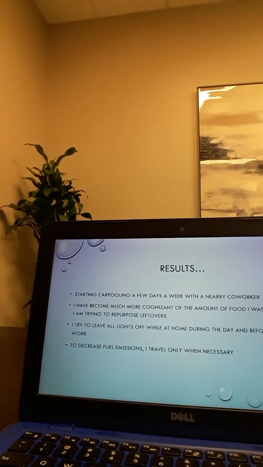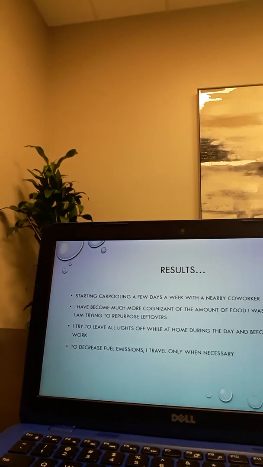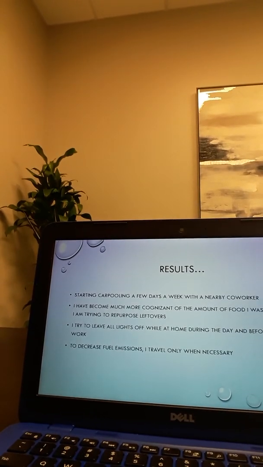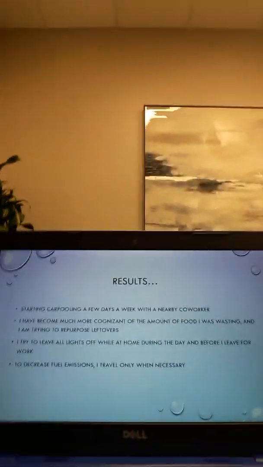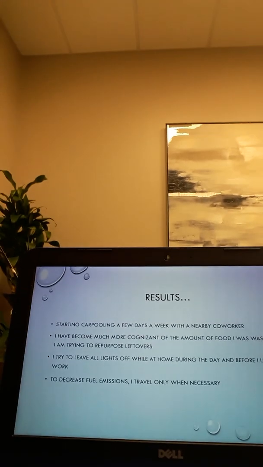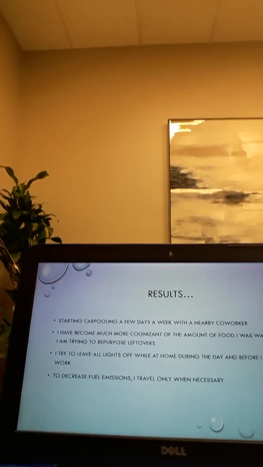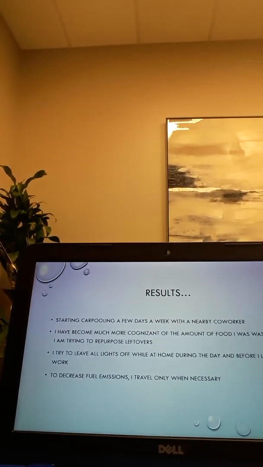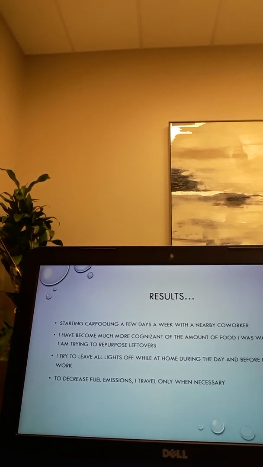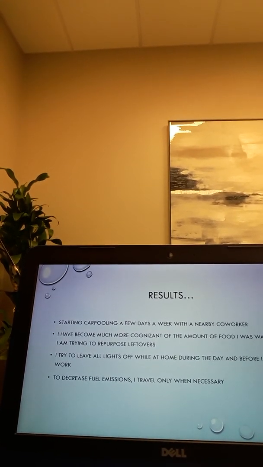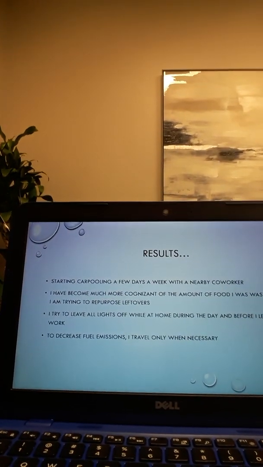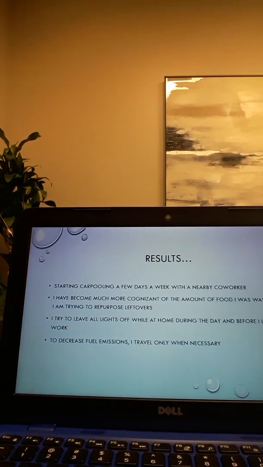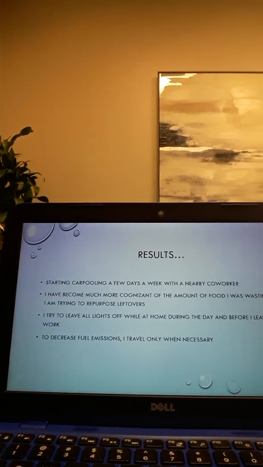Well, the results? I actually did start carpooling a few days a week with a nearby coworker. I brought up the idea, and she was all for it. So it not only helps the environment, but it also saves fuel money. I've also become much more cognizant of the amount of food I was wasting before, and I'm trying to repurpose leftovers now. I try to leave all lights off while at home during the day and before I leave for work. And then to decrease fuel emissions, I travel only when necessary now.